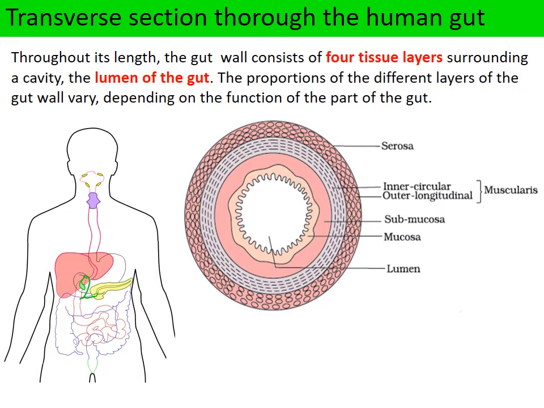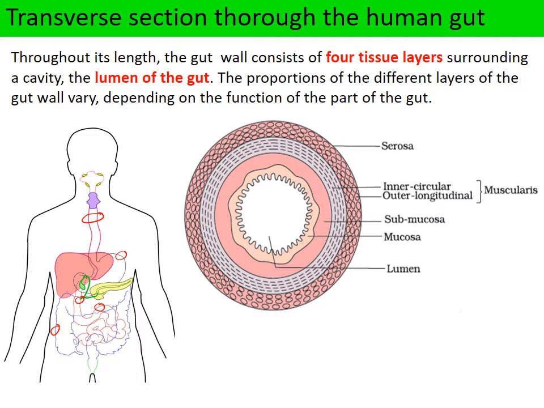Now, if we look at any part of the human gut, it's going to have the same basic structure, and it's made of 4 layers. So it doesn't really matter if we were to take the wall of the esophagus, or the wall of the stomach, or the wall of the duodenum up here, or the small intestine, the ileum, further down the small intestine, or even the wall of the colon here. It would have the same basic 4-layered structure.